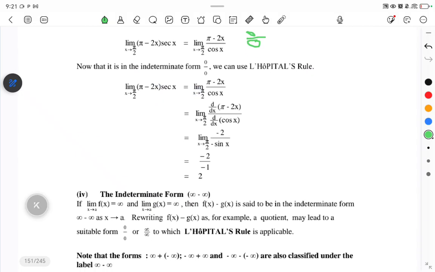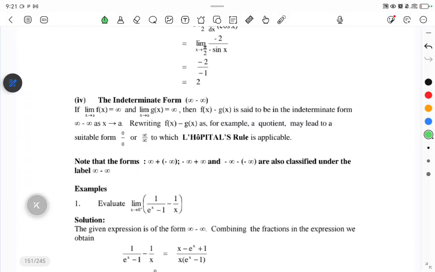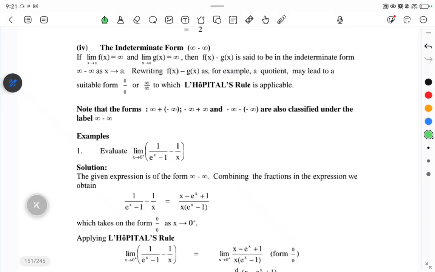And then we have this one of infinity minus infinity. The moment you see infinity minus infinity, it tells you that you should cross multiply. You see that? If you see infinity minus infinity, you should cross multiply. Do you agree with that?